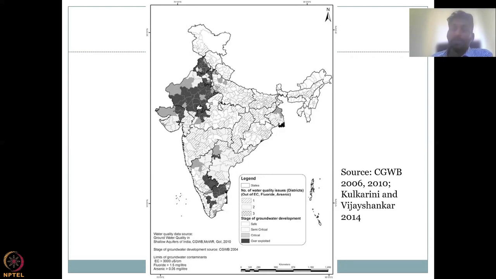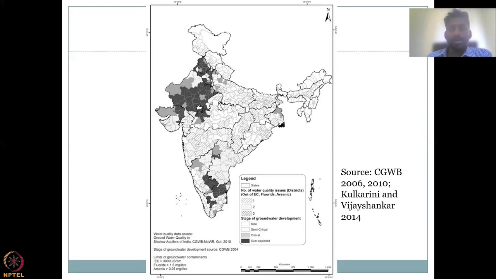And these are natural contaminants. It is not a pollutant which is introduced by industry. It is a natural contaminant. In other words, these occur naturally, and it's very hard to control this. The only way is to not use such high groundwater volumes in these areas.